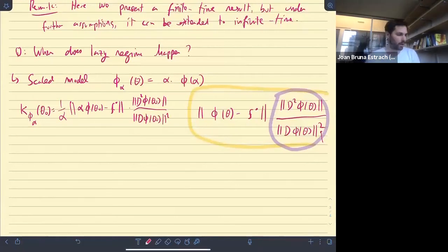Okay, so now in particular, a particularly important way to initialize functions in deep learning is to initialize the model so that the initial function is zero, right? That's called a centering condition.